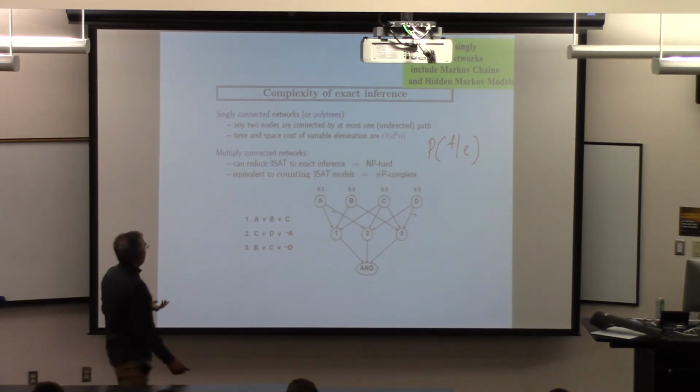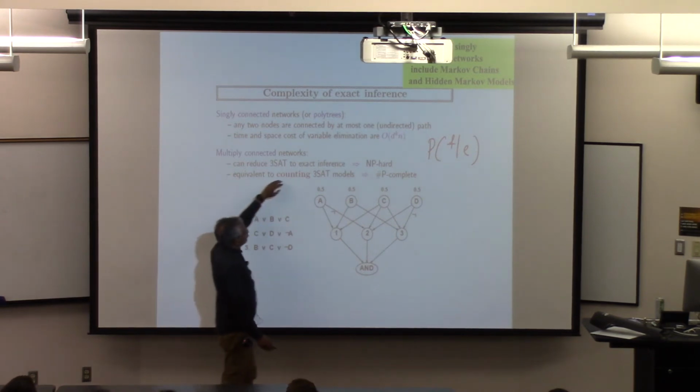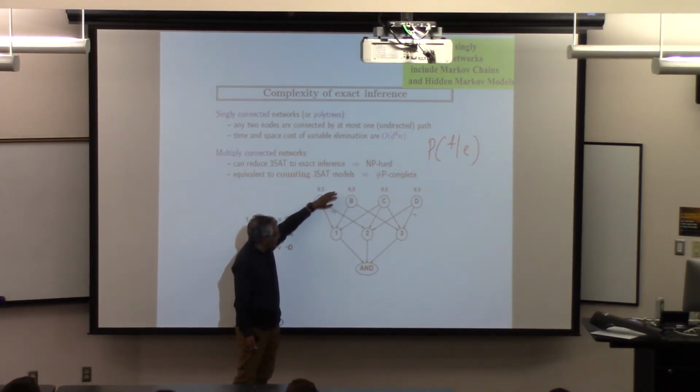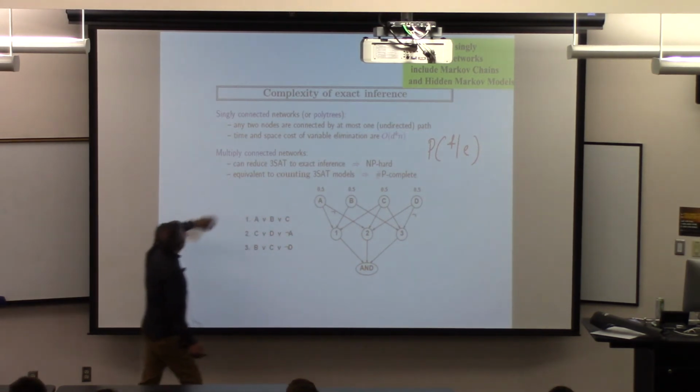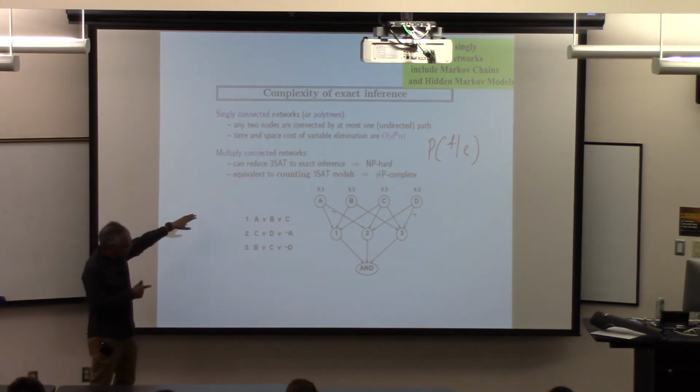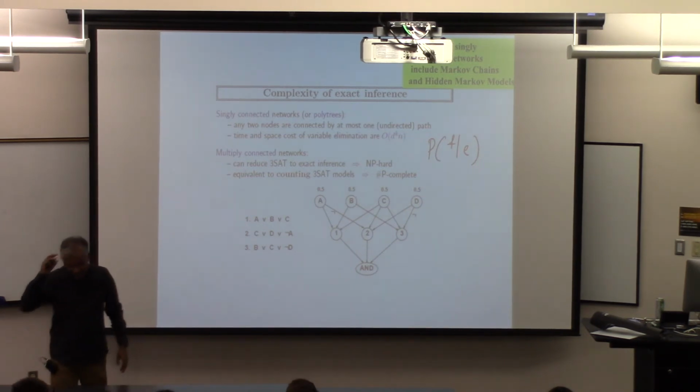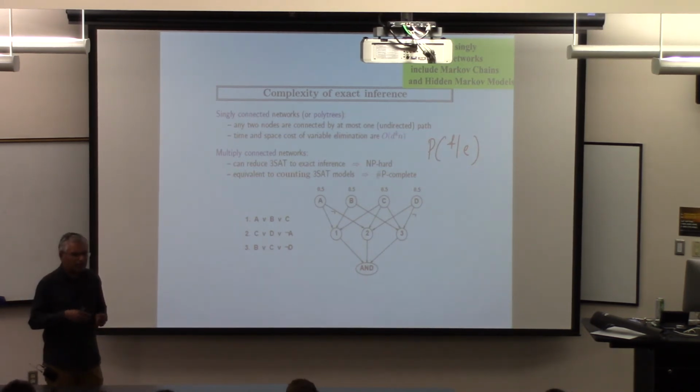Okay. Furthermore, one of the interesting things is that we can actually show, if you're into that, that it's what's called sharp P complete. Inference in probabilistic assessment is sharp P complete, which involves counting the models, not just finding one model, but counting the number of models for a set of clauses.